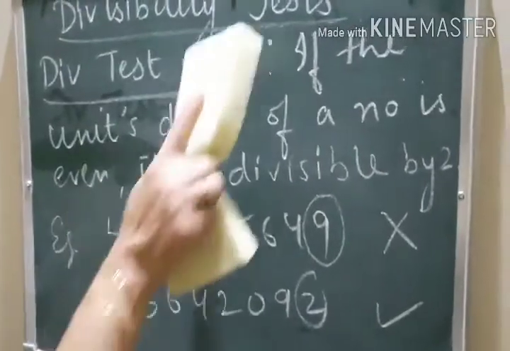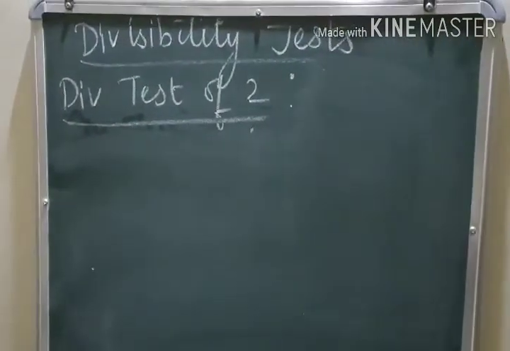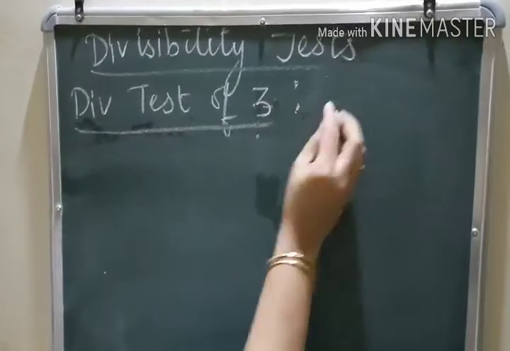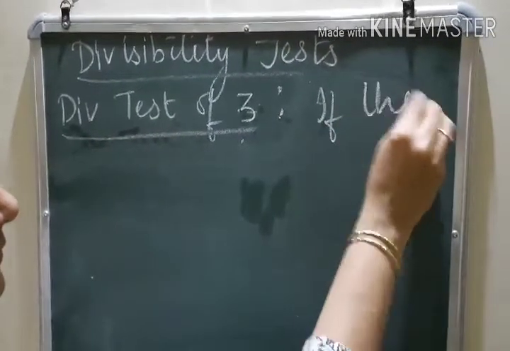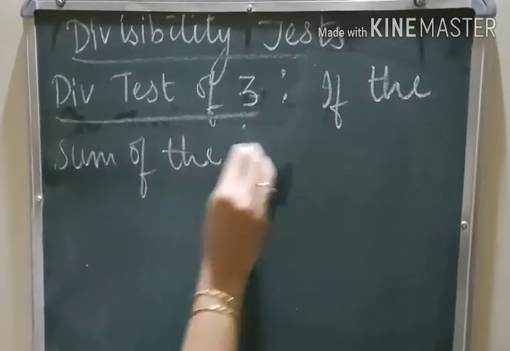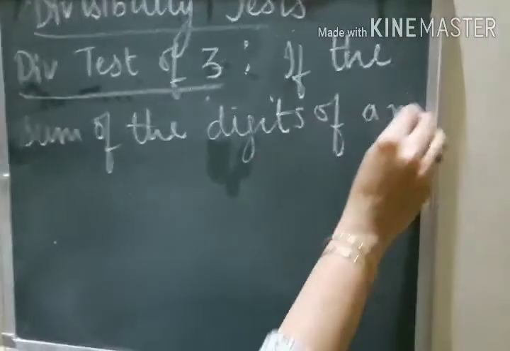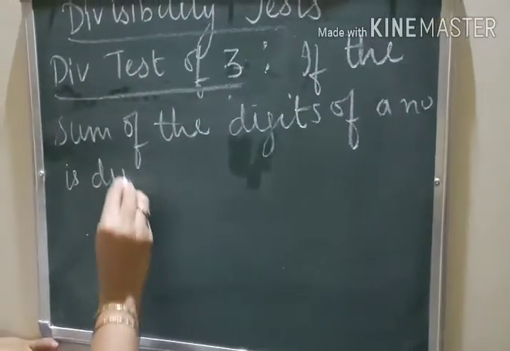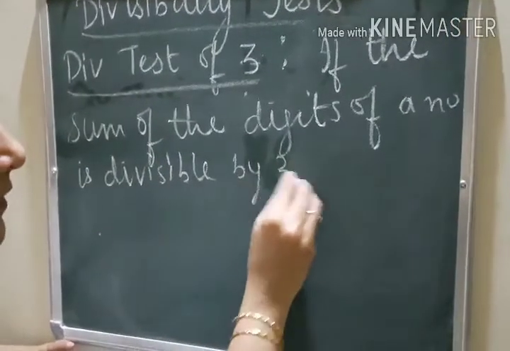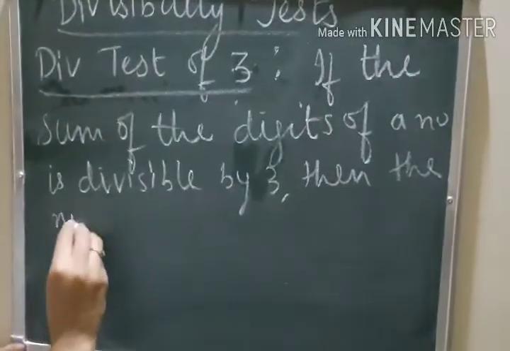Next we'll have the divisibility test of 3. Now if you have to check whether the number is divisible by 3 or not, what you have to see? If the sum of the digits of a number is divisible by 3, then the number is also divisible by 3.